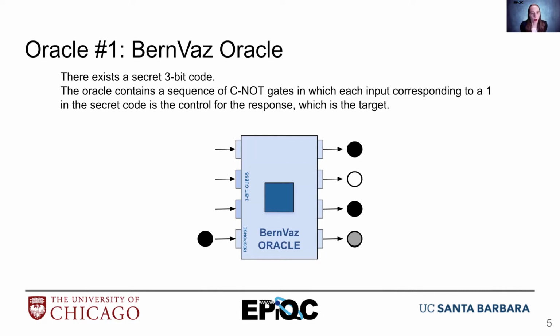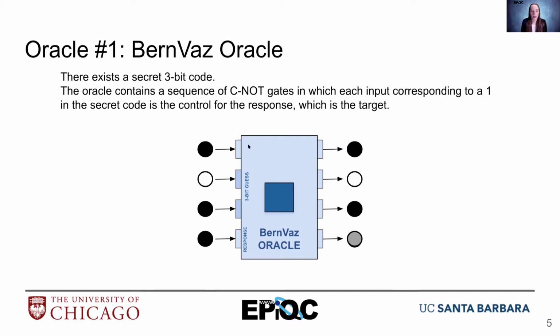So let's do one. It's based on the Bernstein-Vazirani algorithm. And so I'll call it the Bern-Vaz oracle. So there exists this 3-bit secret code, and you want to figure out what that is. And so this oracle contains a sequence of CNOT gates in which each input corresponds to a 1 in the secret code and the control for the response, which is the target. So this means that inside this oracle, there are some CNOT gates, but maybe not connected to everything.